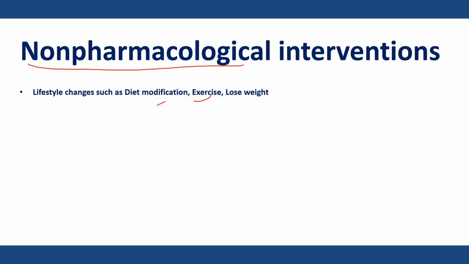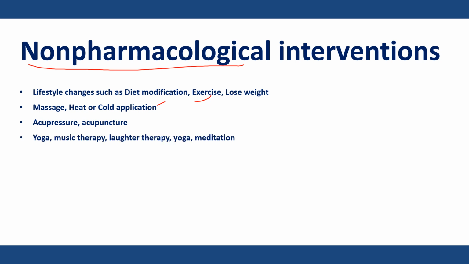Okay, so if you have an acute patient, then usually we start off with pharmacological interventions. For acute pain, maybe massage, heat or cold applications. Some patients get a benefit from either acupressure, acupuncture, yoga, music therapy is wonderful, laughter therapy. I have yoga here twice. That tells you how important that is. Of course, it's a typo.